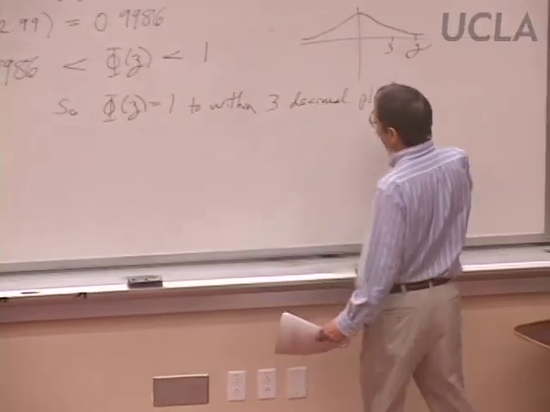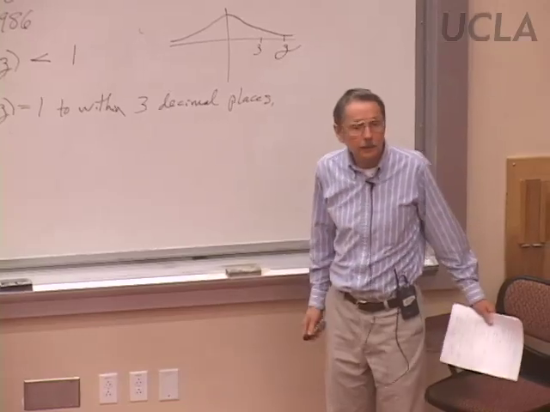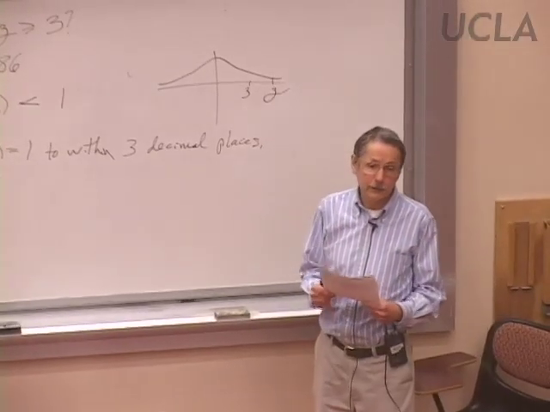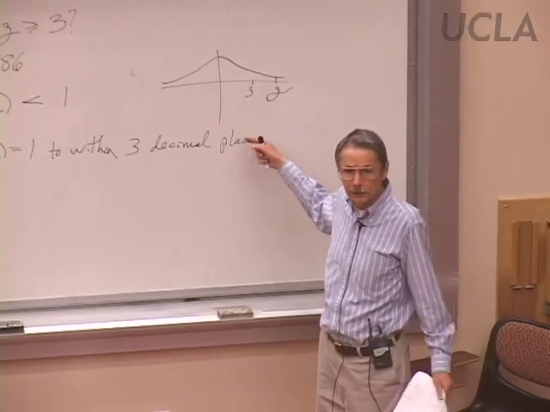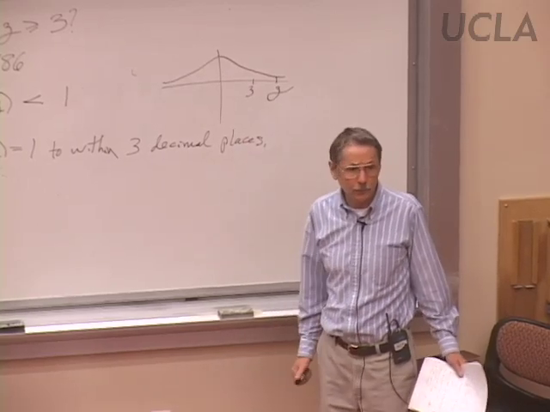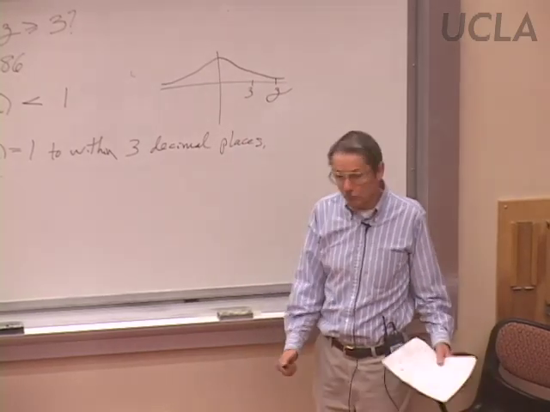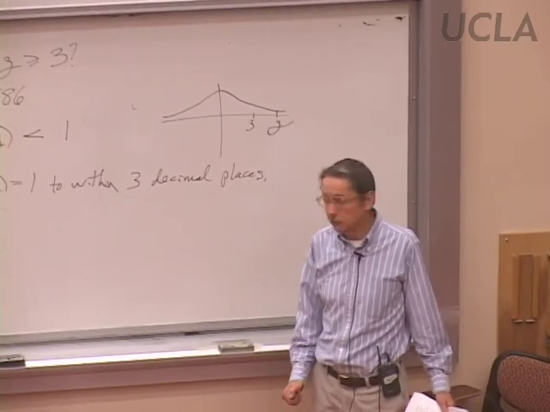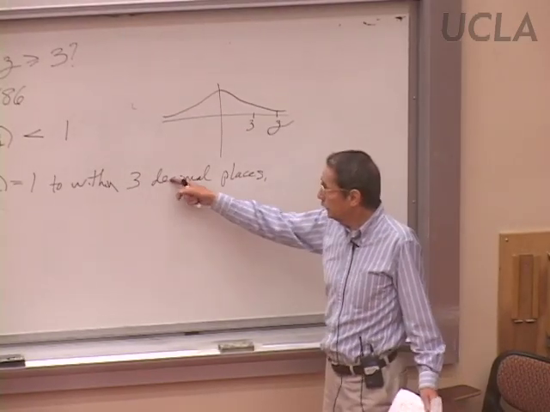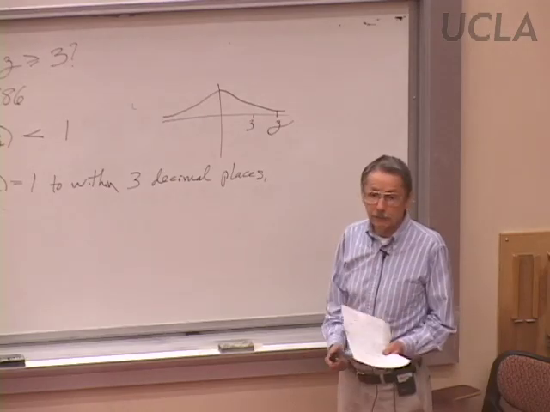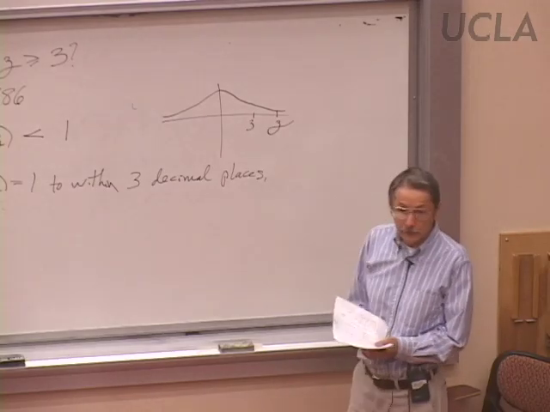Now, there are ways to get more accurate results. Your calculator may give something more accurate. There are normal distribution calculators on the web that will give more accurate results. But for 3 figures, we can just take phi of z to be 1 if z is more than 3.